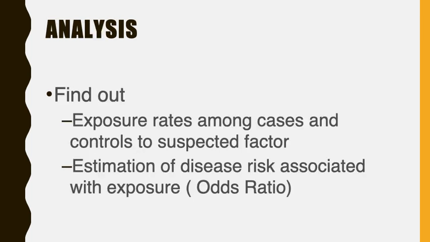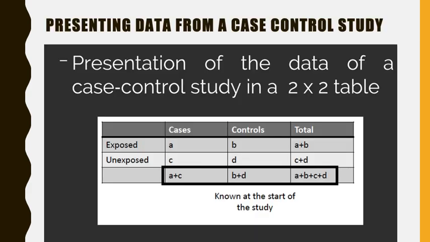Now, when we go to analyze this data, we are trying to find out first what the exposure rates among the cases and controls to a factor actually are, and then we are trying to estimate the risk associated with the exposure. These are called odds ratios. So here again is a 2x2 table. You can see your cases in column A, your controls in column B, totals then in column C, and then your row 1 is your exposed, your row 2 is your unexposed, and row 3 is the totals.